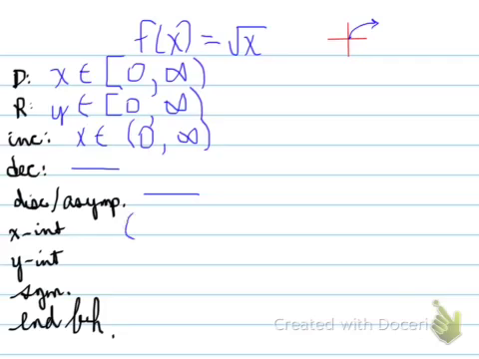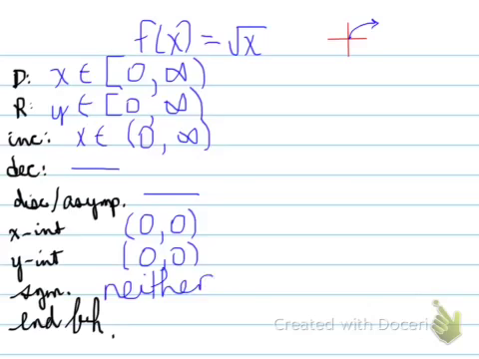X-intercepts and y-intercept is the same value, 0, 0, for both the x and the y-intercept. Now, symmetry, is this even, odd, or neither? Well, reflected horizontally, you'll notice automatically it is not even, and then you take that horizontal reflection and reflect it vertically, and that again is not odd, so therefore the symmetry is neither even nor odd.